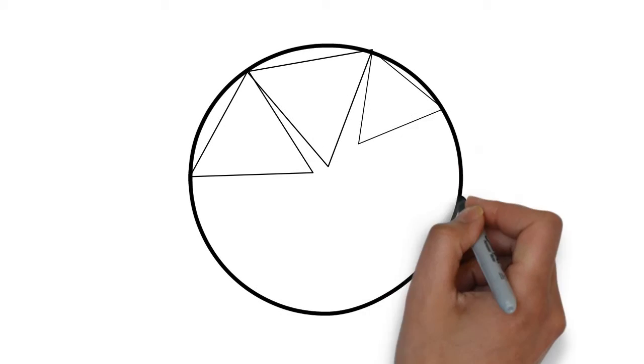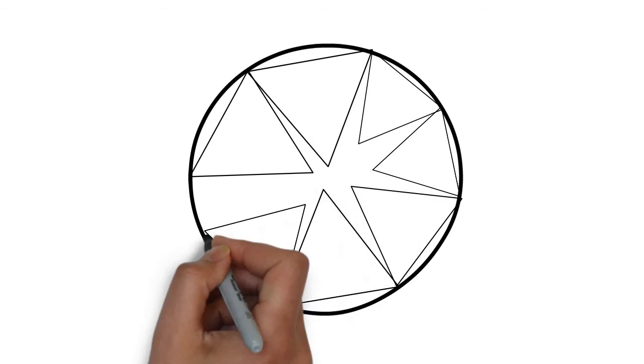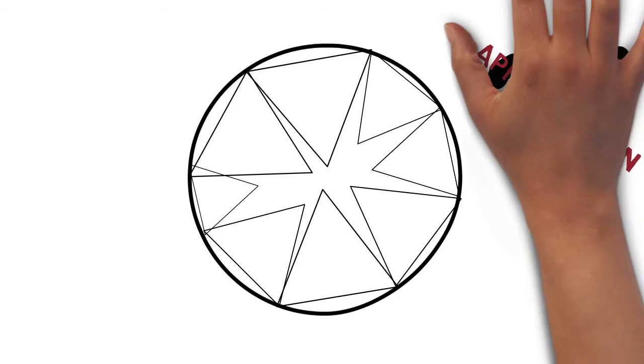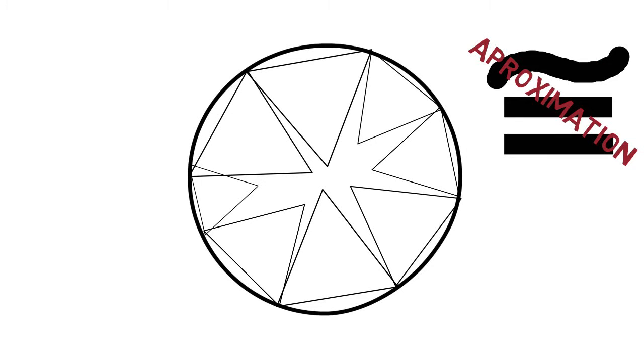Next, we want to find the area of a circle. There isn't an obvious place to start, so what we can do is fill up the circle with shapes whose area we already know how to calculate, like a triangle. This of course just gives us an approximation, because the bases of the triangles don't quite touch the circle's arc.